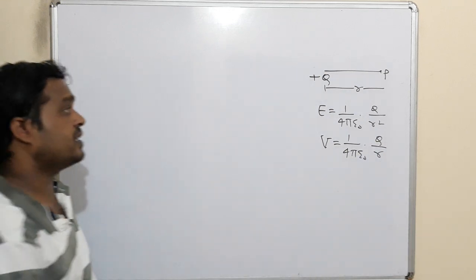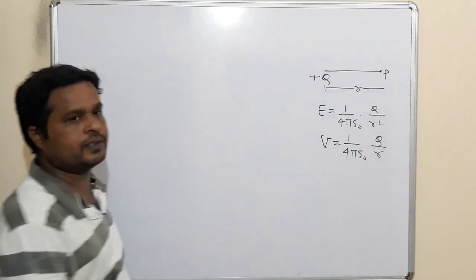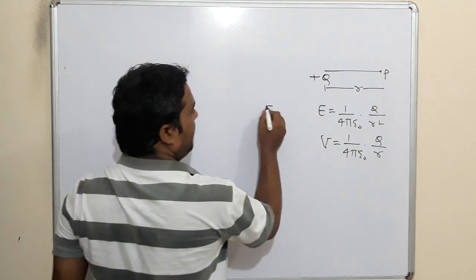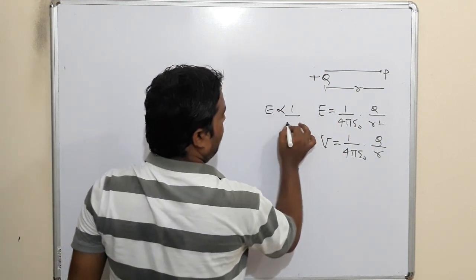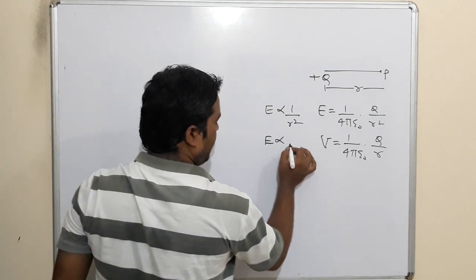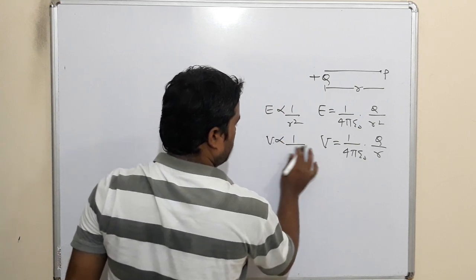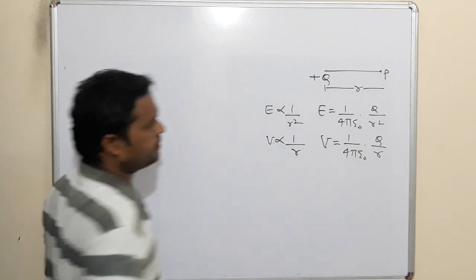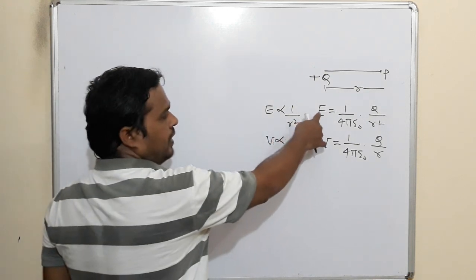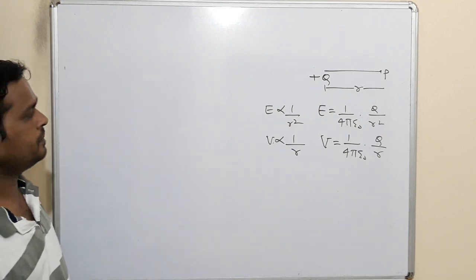See, what is the difference between the electric field at a distance R and the electric potential at a distance R? Electric field at a distance R is inversely proportional to R square, but the electric potential at a distance R is inversely proportional to R due to a point charge. This is the formula of electric field and this is the formula of electric potential. Okay.